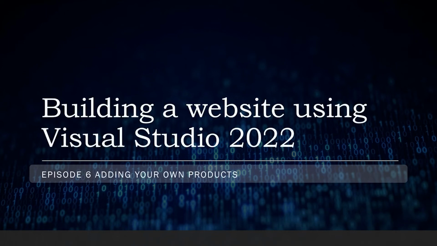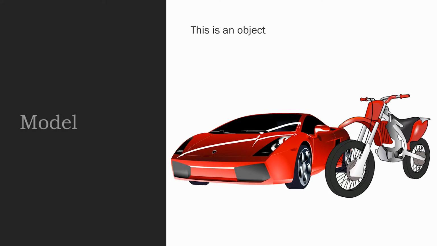So welcome to episode 6 of building a website using Visual Studio 2022. In this video we're going to look at adding your own products. So we've done all the things around identity, so now we're actually going to build the element that we actually need to use. So what is a model?